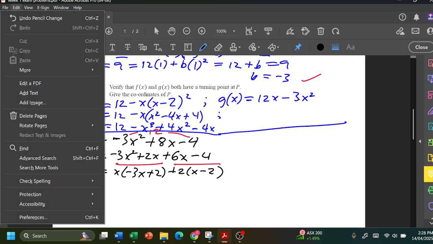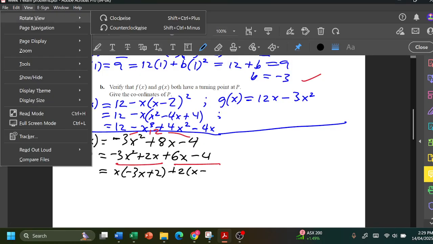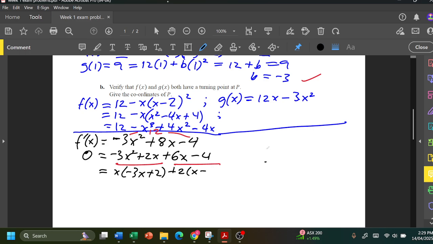Let's just go back. So edit, undo, edit, undo. Okay, let's try that again. Give me a minute, just trying to use this pen properly. Oh. Smooth. Okay, let's try that again.